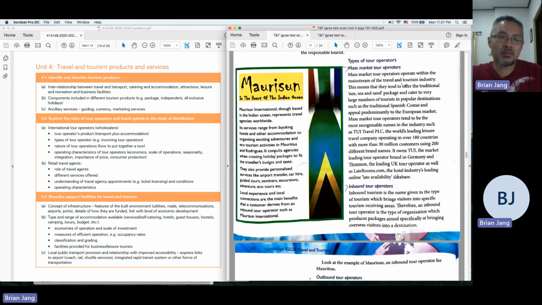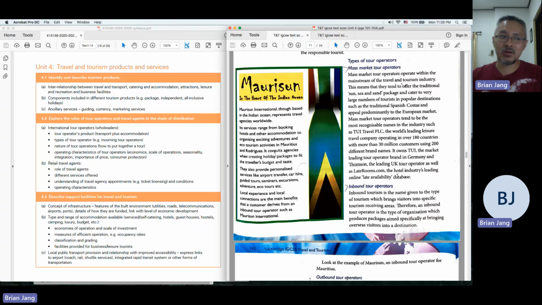Inbound tour operators, tour operators that are dealing mostly with foreigners coming into the destination. And these are nice because they work at the destination. If you had any issues or if you wanted to change or customize some parts of your package, you can do that directly because you're in the same time zone. All right, and you can do customer service during the same time.